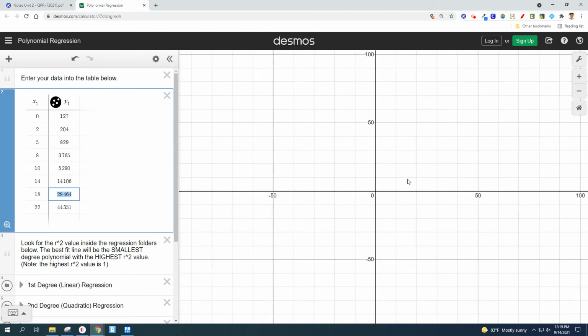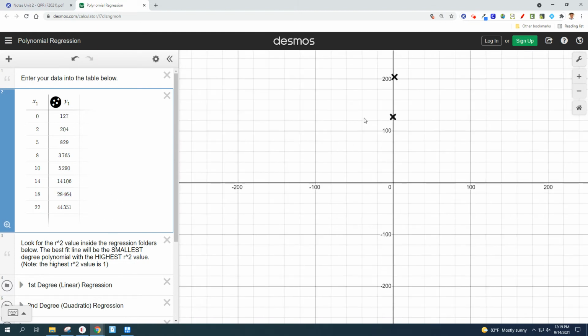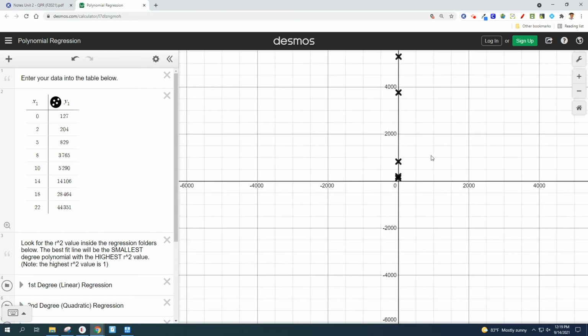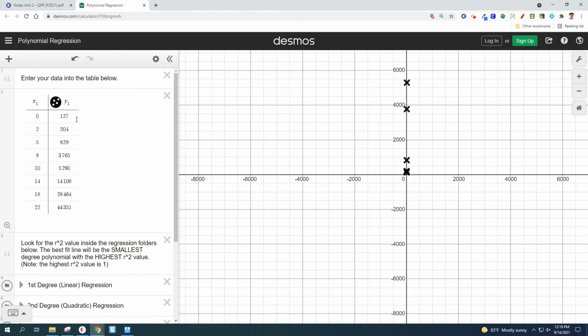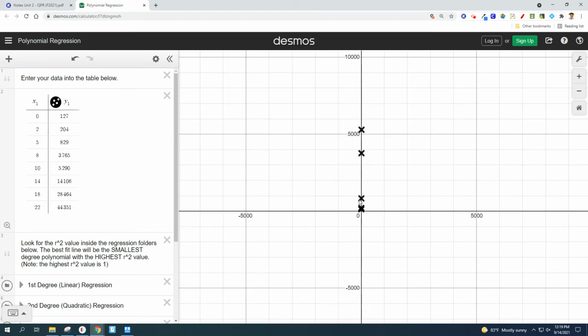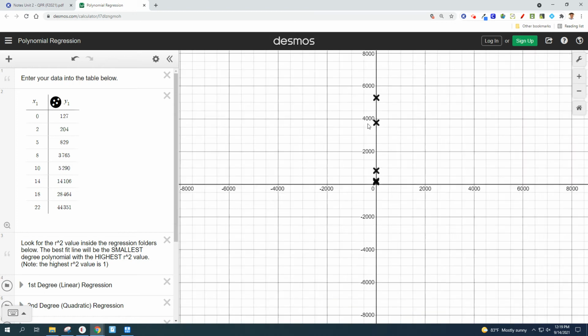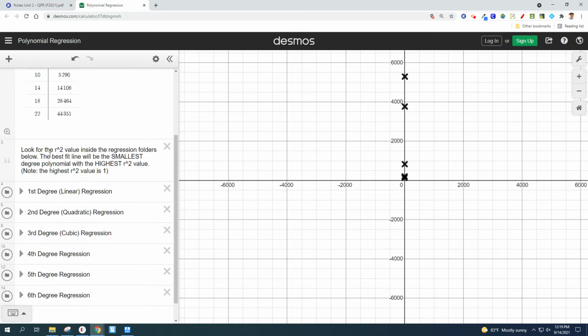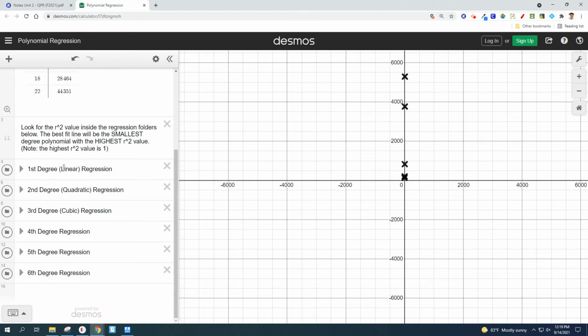Okay, so you get this table, and if you zoom out a little bit, it's graphing these points as x's, which is weird. You can't really tell much from this picture what it is. Is it a parabola? Is it an exponential function? Is it a line? It doesn't really look like much of anything. And so what we're going to do here, we entered our data into the table. Look for the best R squared value inside the regression folders below.